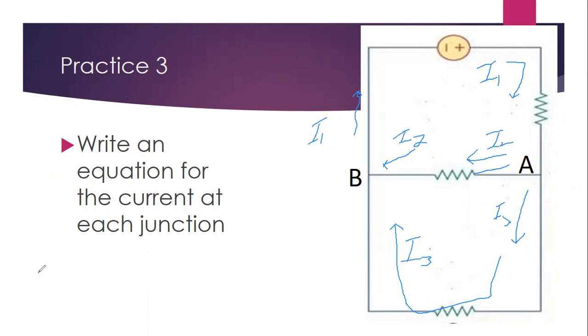Okay, we could say for A, what's happening at A? Well, what current's entering A? I1. And what current's leaving A? I2, right? Going this way. And I3.